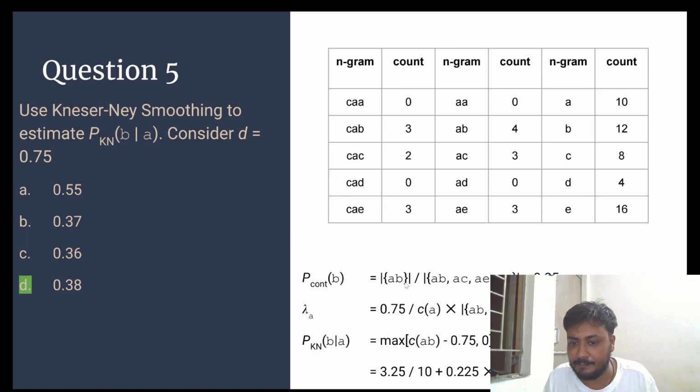Otherwise, in this formula, the only confusing part is that for P cont B, you have to find out in the numerator the number of bigrams completed by B, whereas for lambda A, you have to find out the number of bigrams started by A. That is the main confusing thing. If you get that clear, then the rest of the formula is relatively straightforward. That is not the only thing, but that is the most important thing you have to keep in mind. Okay.